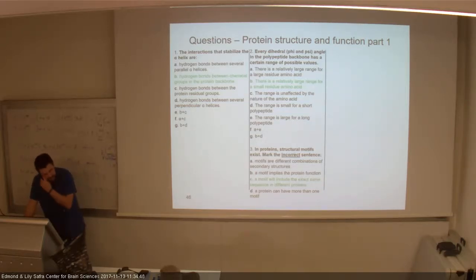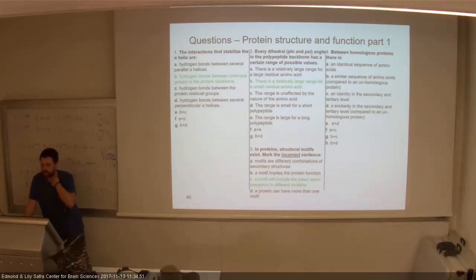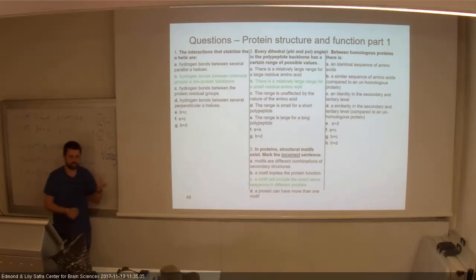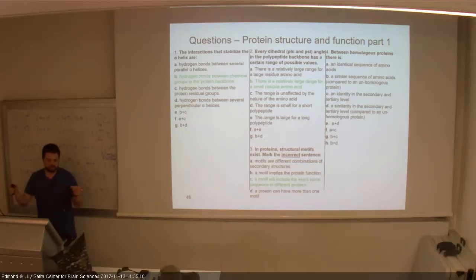A motif will include the exact same sequence in different proteins. It's not correct. So between homologous proteins, there is an identical sequence of amino acids. No. If it's identical, then it's the same protein. The sequence of amino acids is what defines the protein. Actually, sometimes we see in the genome different genes that are duplications of the same protein, but if they're exactly the same, then it's the same protein. So a similar sequence of amino acids compared to non-homologous protein. An identity in the secondary and tertiary level? Yeah. Identity means it's exactly the same.